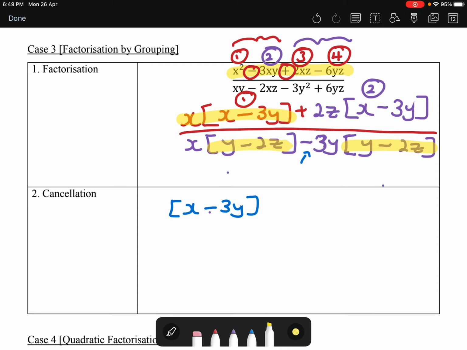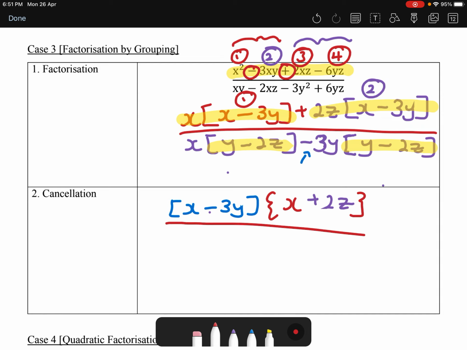After taking out the bracket x minus 3y, what is left for the first term? It's just x, right? Alright, then we move on to the second term, which is this. For the second term, I take out the bracket x minus 3y. What is left is only 2z. So hence I factorize the top already.